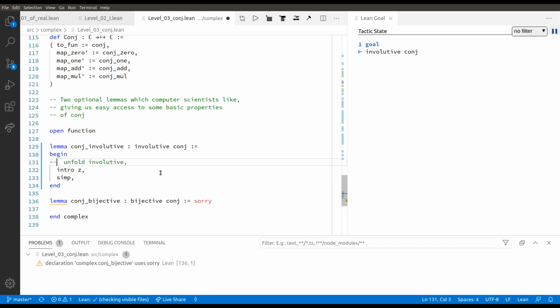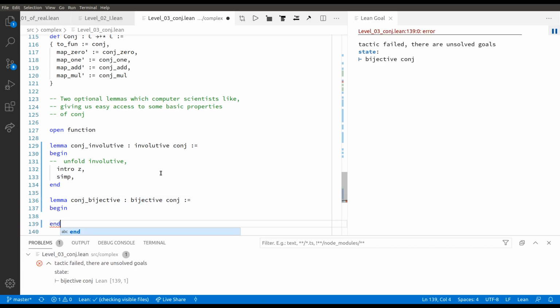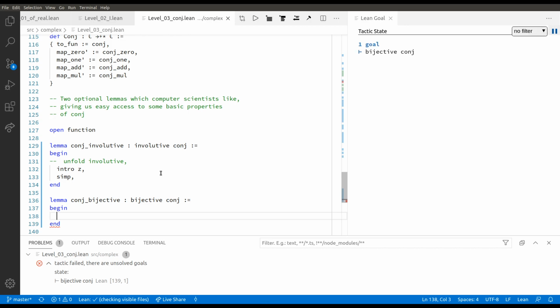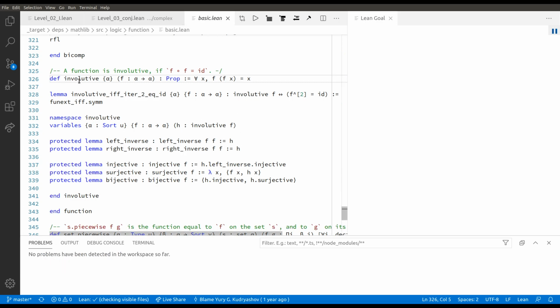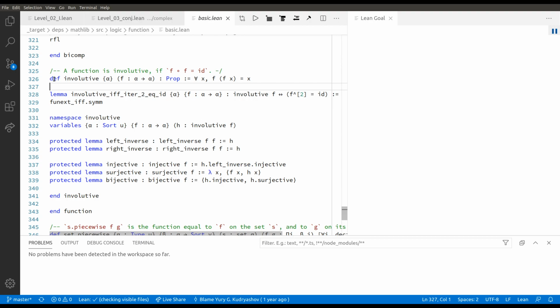So there we go. And finally, we've got to prove it's bijective. And that should follow from the fact that it's involutive, right? Let's go and see. Here's the definition of involutive. There we go. So here I'm in MathLib. Here's the definition of involutive in MathLib. And as you can see, just like what we're doing, after a definition, you then prove a whole bunch of lemmas about that definition. And one of the lemmas it's proved is involutive dot bijective.